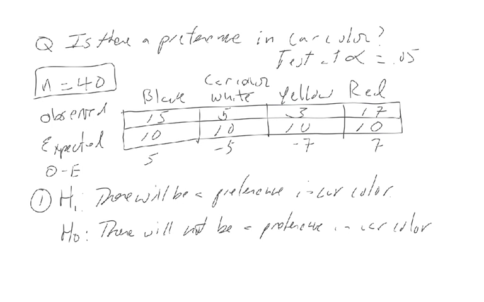Put the hypotheses down. Again, we took the question and rephrased it as a prediction. There will be a preference in car color, and the null is there will not be a preference in car color. So again, they're done similar to what you've done with hypotheses before. One difference is there's no symbolic form of the chi-square. You don't have that here, so you don't need to worry about it.